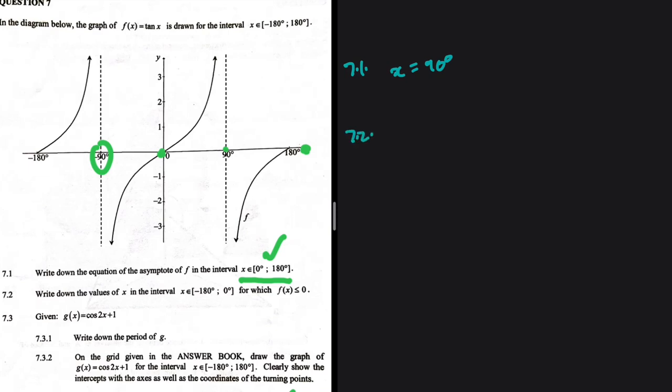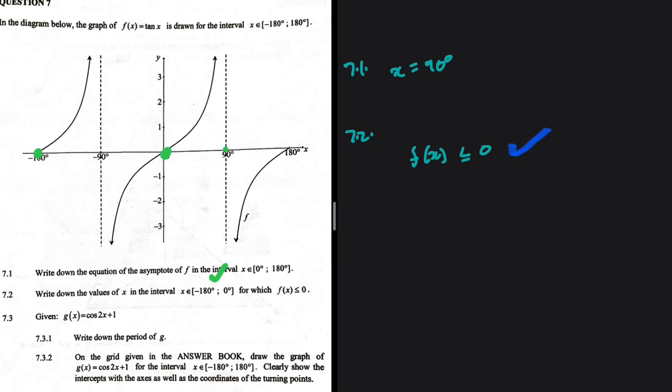7.2. So 7.2, write down the values of x in the interval. Again, we have an interval which we need to pay attention to, minus 180 to 0, where f of x is less than 0. It's less than or equal to, rather. So we are looking for where f of x is 0 or negative, essentially, in that interval. So let's take a look.